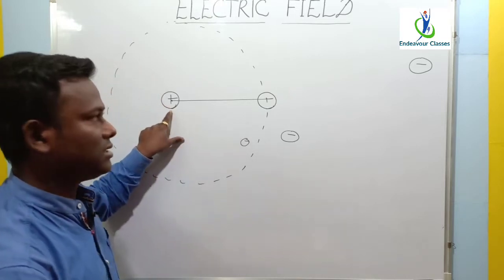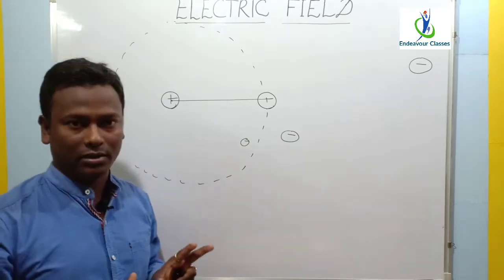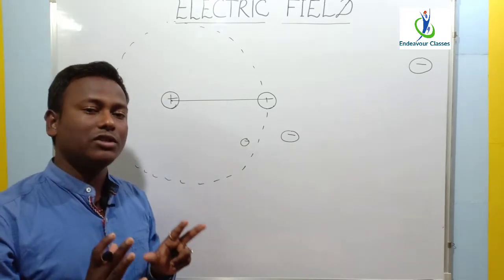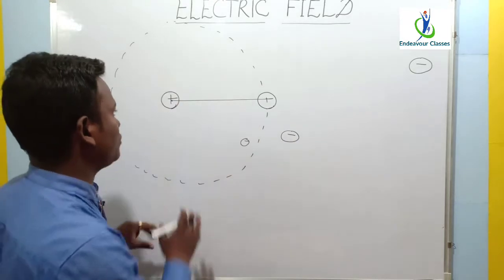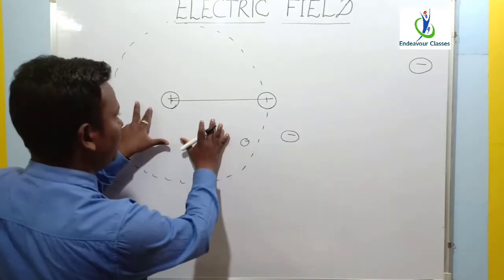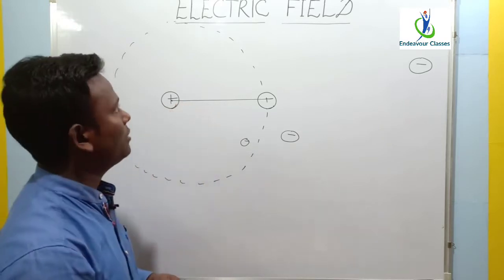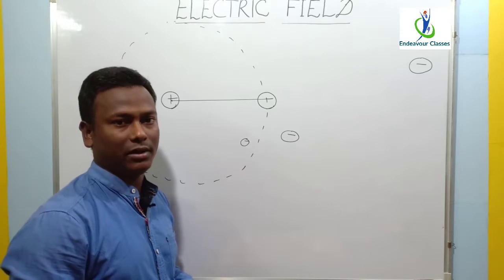Now this charge is called the source charge because it produces the electric field. So the charge due to which the electric field is produced is generally called the source charge. That means this field belongs to this charge. So this is the concept of electric field.